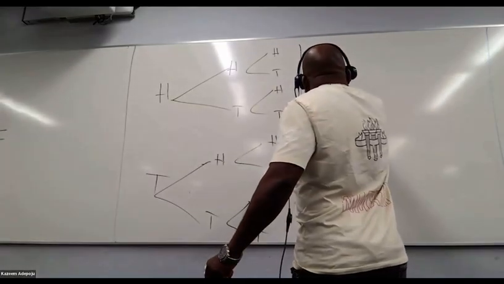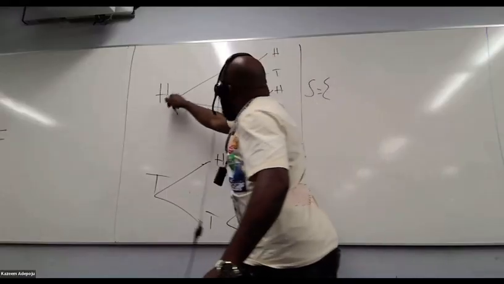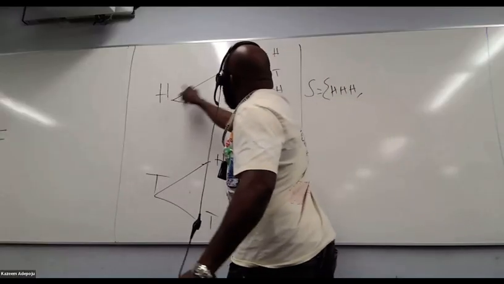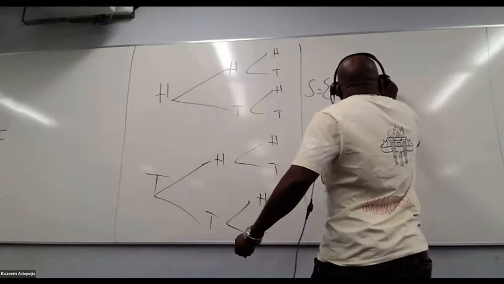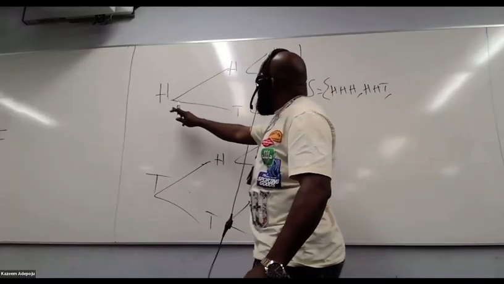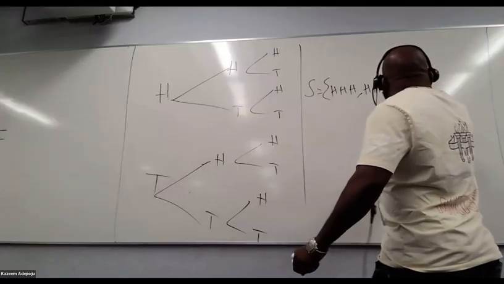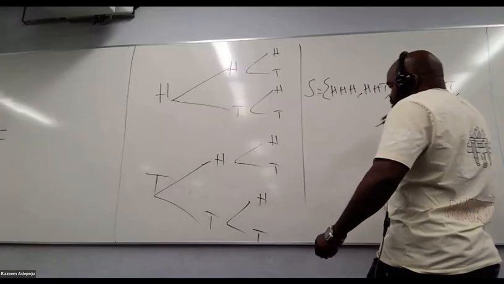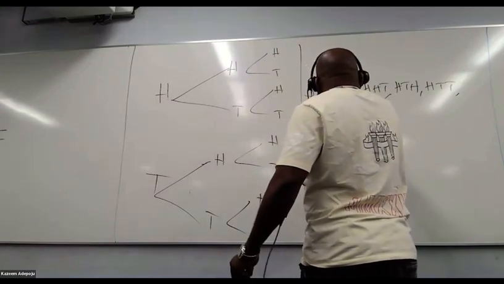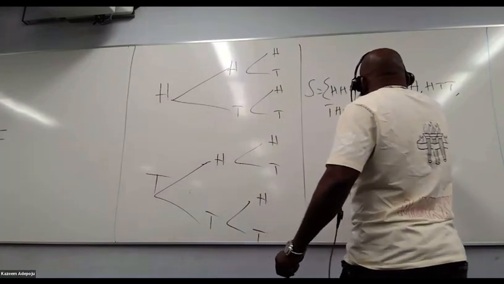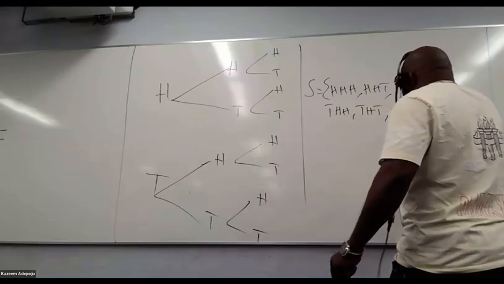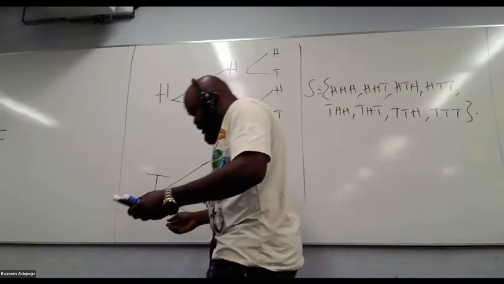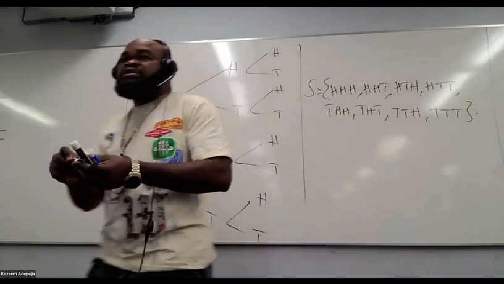Now, if I want to write my sample space, it's going to be: head, head, head; head, head, tail; head, tail, head; head, tail, tail; tail, head, head; tail, head, tail; tail, tail, head; tail, tail, tail. Look at that. How many do I have? That is the number of possibilities.